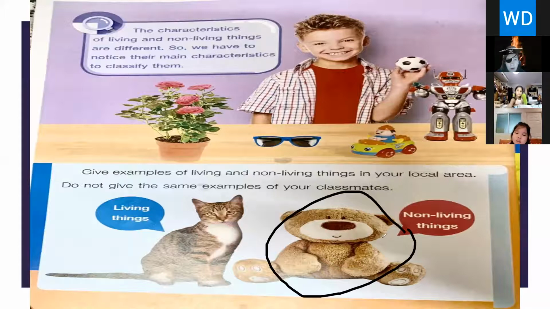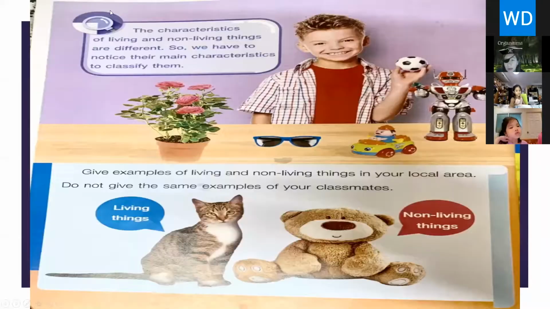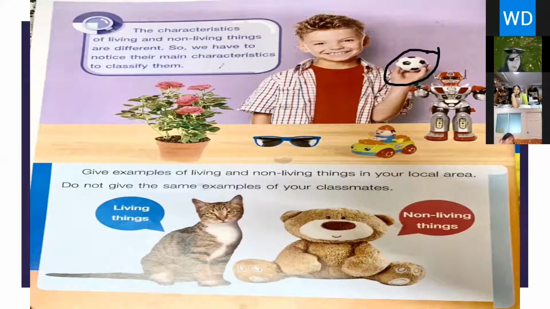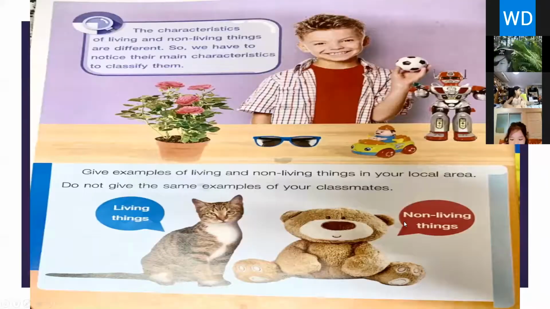Next. August, ready? August, how about the ball? What is this? Non-living. Very good. It's a non-living thing. Good job. August, score for you. Okay. Thank you. Hello, game robot. Okay, next.